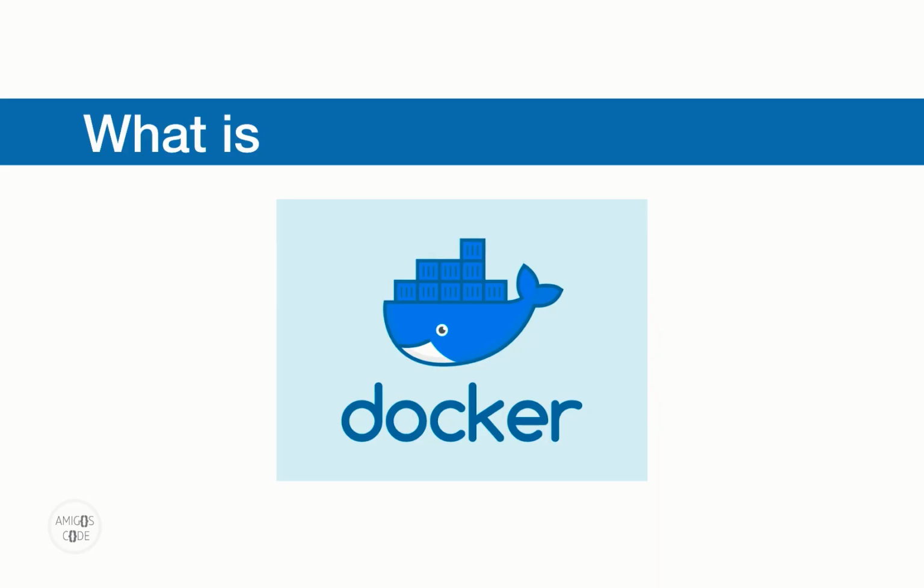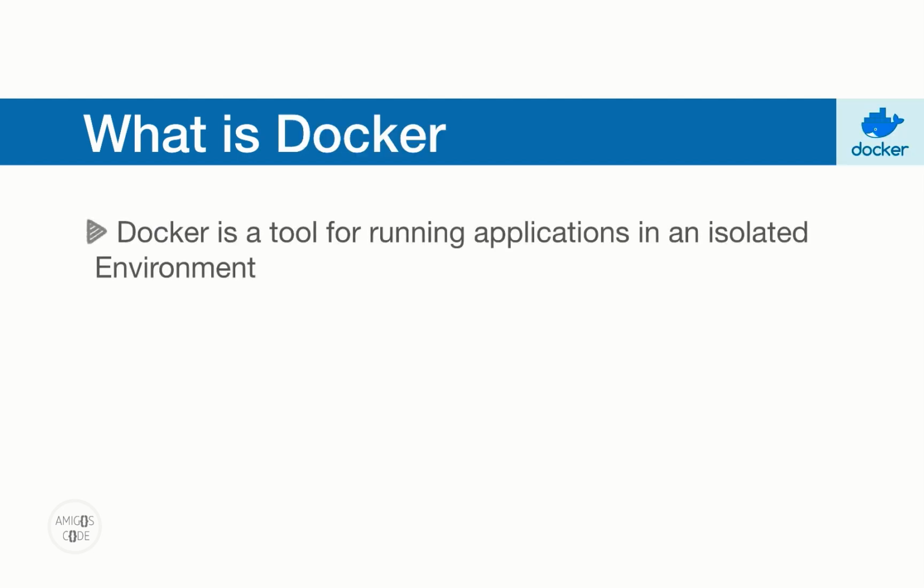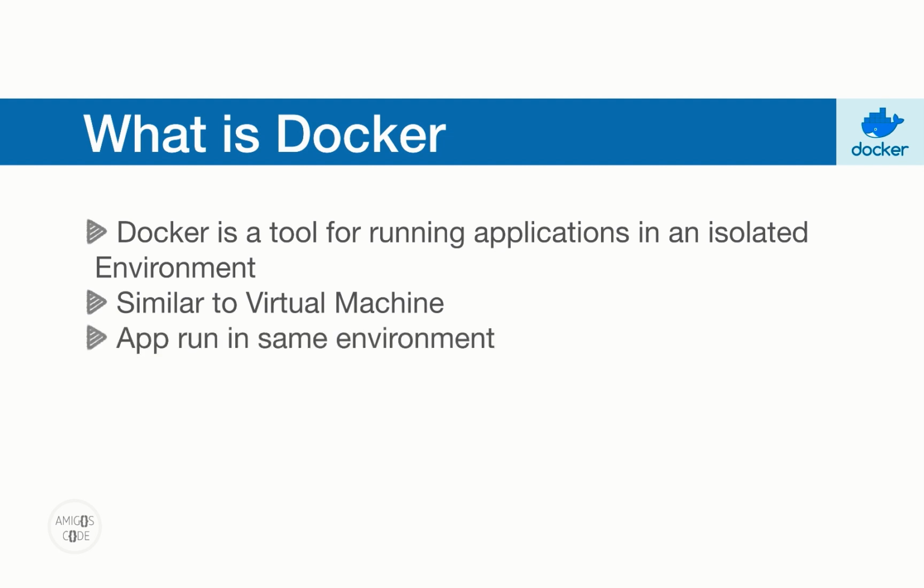All right, let's go ahead and understand what exactly is Docker. So Docker is a tool for running applications in an isolated environment. It's very similar to a virtual machine, but it's much faster and doesn't require a lot of memory and an entire operating system to operate. The cool thing about Docker is that your app runs in the exact same environment. If it works on my machine, it will definitely work on your machine. If it works on the staging environment, it will also work in the production environment. So this is one of the benefits of Docker.